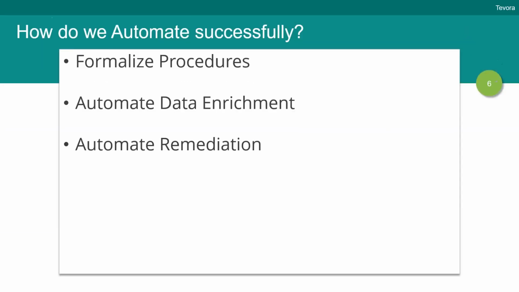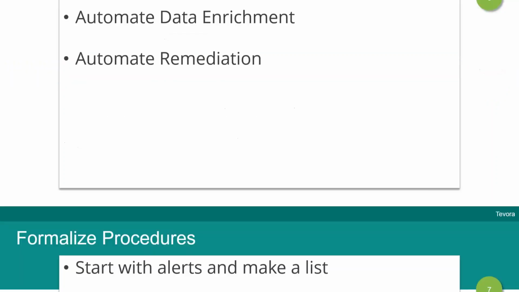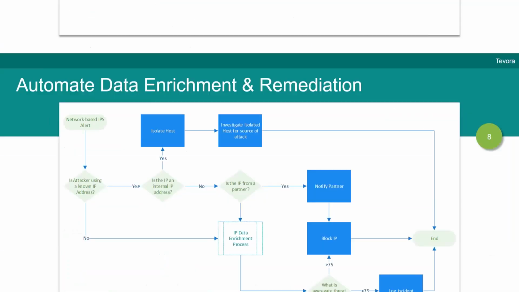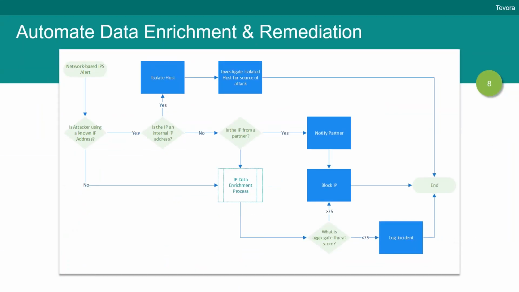But I'm going to go back one slide for a second. So that is our formalizing procedures process. From there, we really start to automate data enrichment and even go into remediation. So let me give you a little bit of a diagram on how that starts to work out. Hopefully this text isn't too hard to read. I realized after I put the slide together that the text might be just a little bit small, but let me walk you through it.